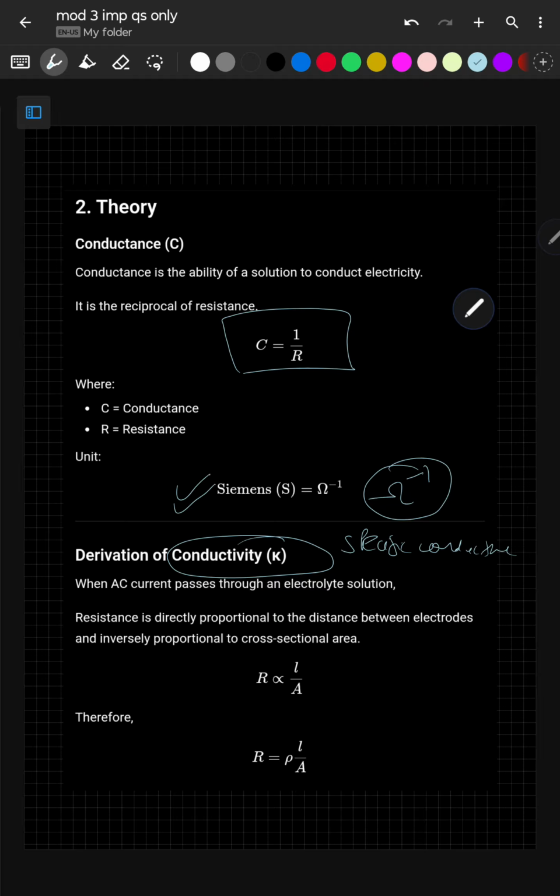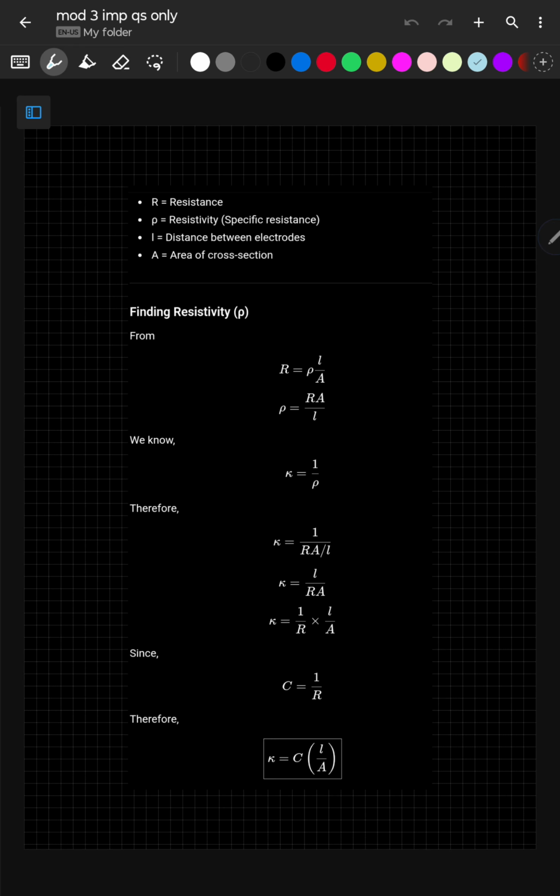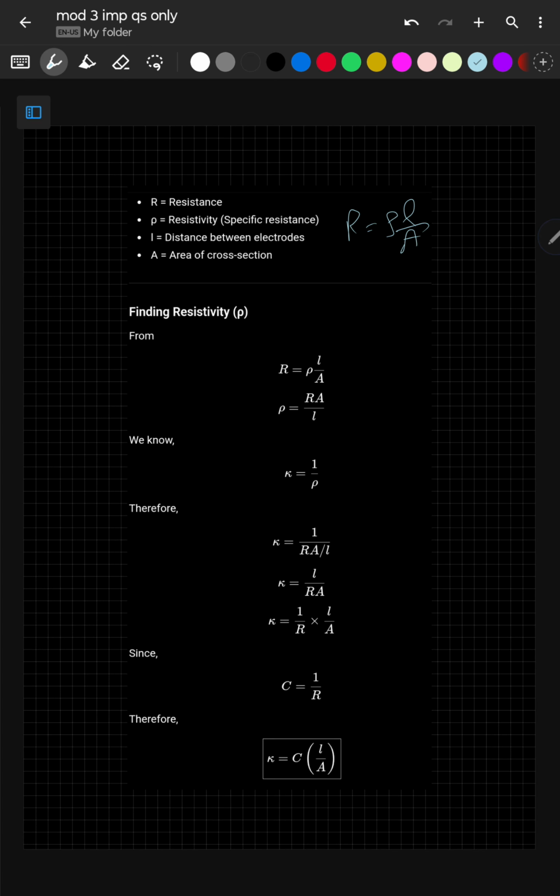Resistance is directly proportional. We know that R is equal to rho L by A. From this we can say R is directly proportional to L by A. This we know, the formula R equals rho L by A. From this, removing this side, we take everything else to that side and we get this. We need conductivity, so we have to take 1 by resistivity, because conductance is 1 by resistance. Then if rho is this, the 1 by rho value you can substitute over here and you get kappa.